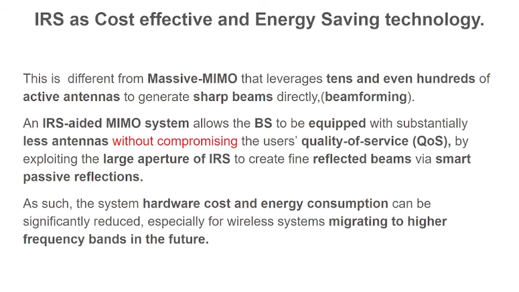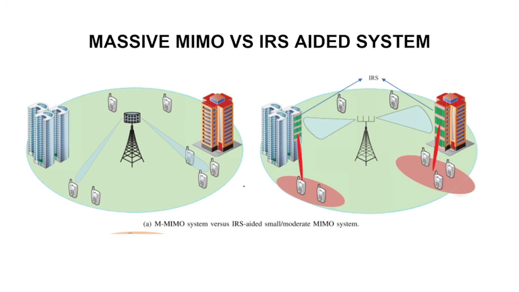This is different from massive MIMO that leverages tens and even hundreds of active antennas to generate sharp beams directly, beamforming. An IRS-aided MIMO system allows the base station to be equipped with substantially fewer antennas without compromising the user quality of service by exploiting the large aperture of IRS to create finely reflected beams via smart passive reflections. As such, the system hardware cost and energy consumption can be significantly reduced, especially for wireless systems migrating to higher frequency bands in future.